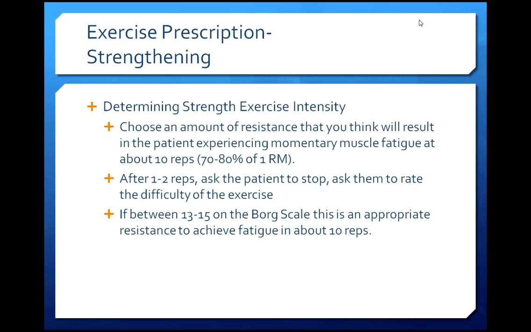If you're between 13 to 15 on that Borg scale, that's the right resistance to achieve fatigue in about 10 reps. You still want to achieve fatigue in 8 to 12 reps. That's the goal. You're creating those muscle tears and neuromuscular reactivation to increase strength. Doing 15, 20, 25 reps is not very effective. You're not going to create as good muscle strength as you want, so you really do want to push them and challenge them.